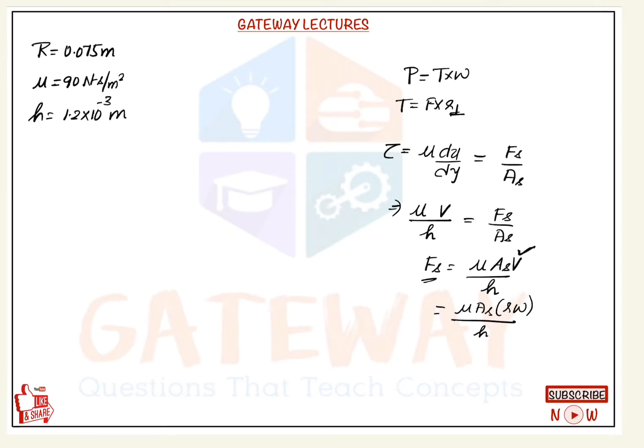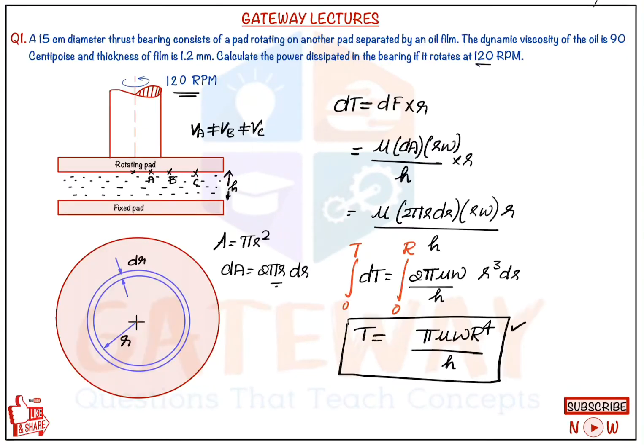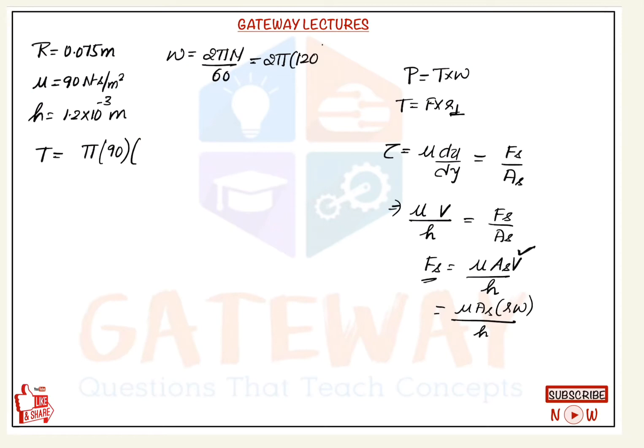So simply we'll substitute all the values and we'll get the torque. Torque is equal to pi into mu. Mu is 90 centipoise, that is nothing but 90 Newton second per meter square, into omega. We need to calculate omega. Omega is equal to 2 pi n upon 60, nothing but 2 pi into n, which is given as 120 rpm. So 2 pi into 120 upon 60, we will get the value of omega as 4 pi, that is equal to 12.5663 radian per second.